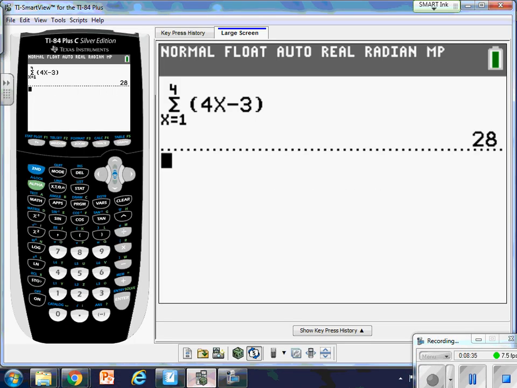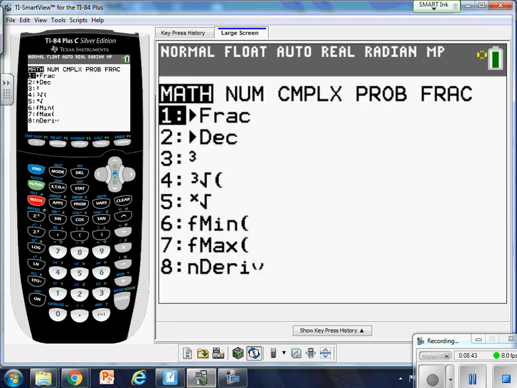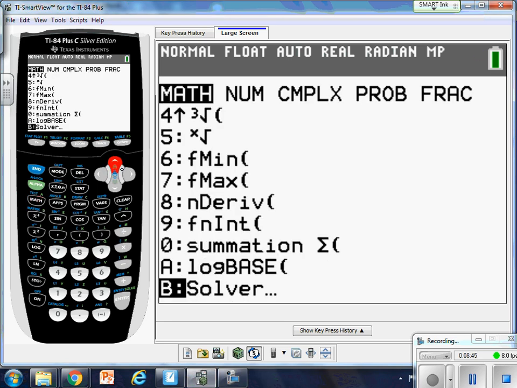Let me show you where it is. You can actually type it in just like it looks on the paper, as long as your calculator has the updates. I think most of them do. But you're going to go to Math, and then press up. It'll take you to the bottom of this list. A lot of commands. There's one summation, or it may just say sum on some calculators.